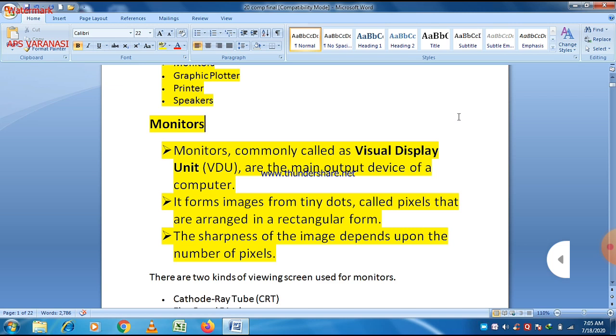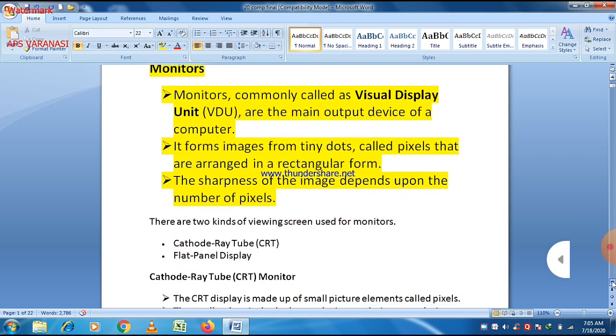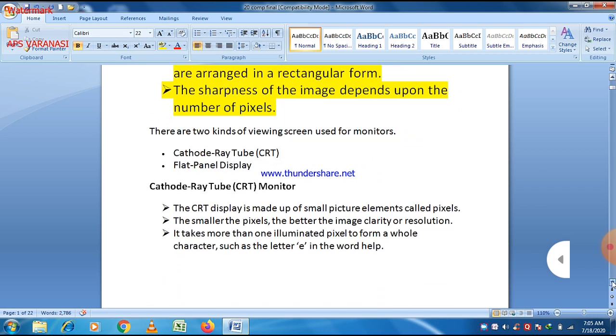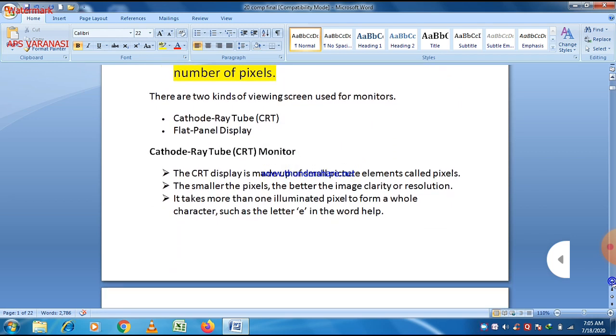Whatever we process in a computer system can generate output on the monitor, and we can see it easily on screen. So the monitor is an essential output device connected to most computer systems. It forms images from tiny dots called pixels, which are arranged in a rectangular form, and the sharpness of the image depends upon the number of pixels.